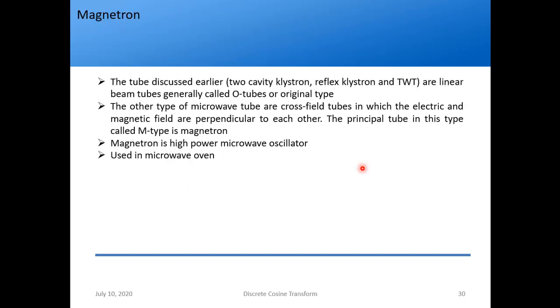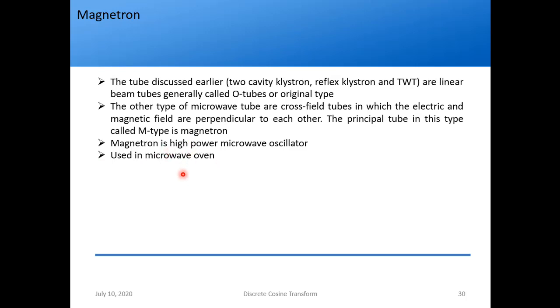So let's go to the main device which is usually asked in the exam apart from klystron and TWT, which is magnetron. As we studied, all the devices we studied apart from BWO were O type or linear beam tubes. So the other type is M type. So basically it is a magnetron. It is again an oscillator, and it is again used for high power. So it is used in a microwave oven.